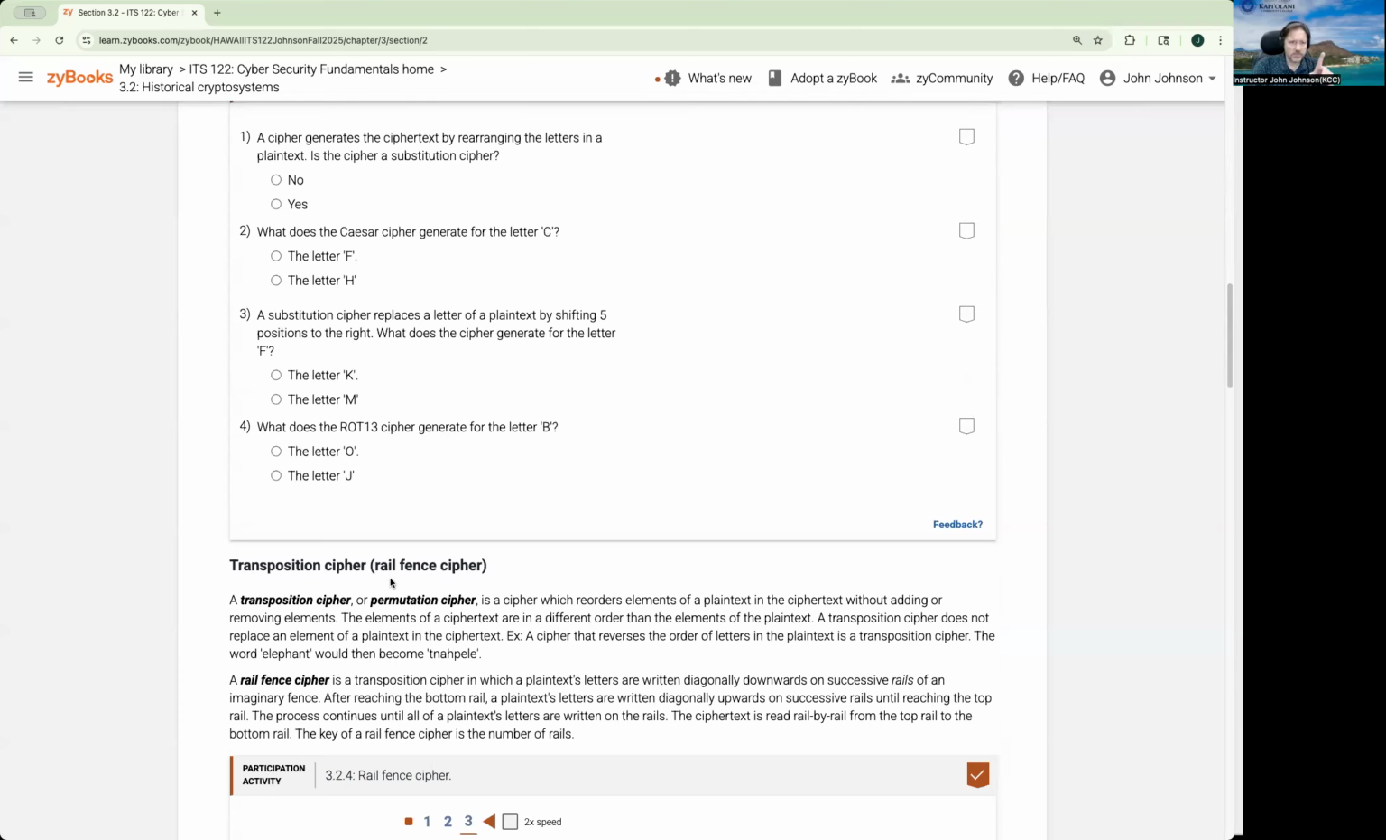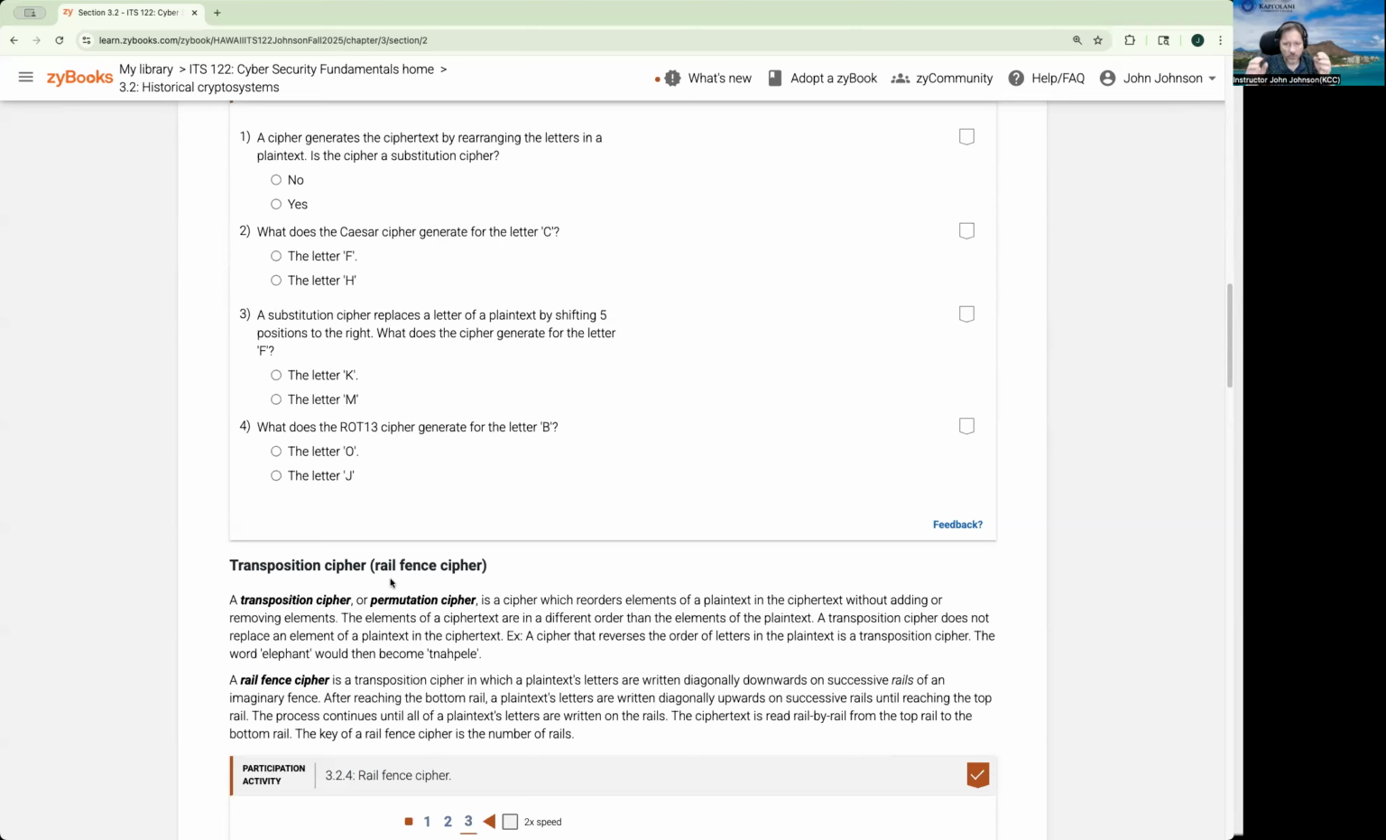Transposition means you're changing positions, or permutations, if you've ever dealt with permutations in math before. So a transposition cipher, a permutation cipher, is a cipher which reorders the elements of a plain text in the ciphertext without adding or removing elements. So you're just reordering it. And there's different ways of reordering it. So we're going to look at that.